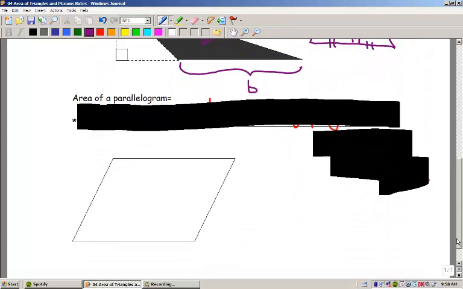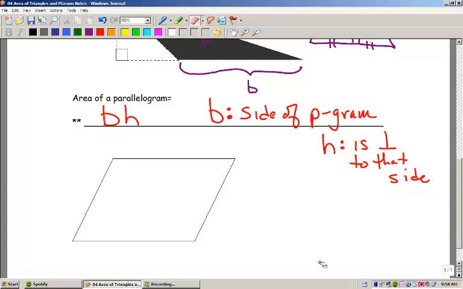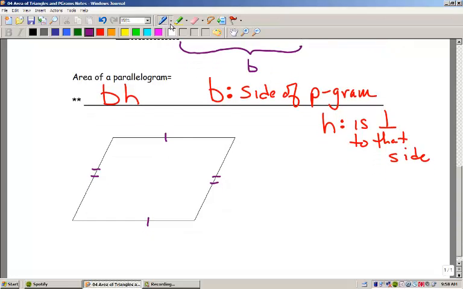The next figure we're going to be dealing with is the parallelogram. And the parallelogram is just going to be a nice clean-cut formula, which is b times h. And again, the b is going to stand for the side of a parallelogram, and then the h is a segment perpendicular to that side. Remember in a parallelogram that opposite sides are congruent, and again, either side could be considered the base. So if I'm going to use this piece right here as the base, this is not going to be the height. What you're going to need is a segment perpendicular to that side.